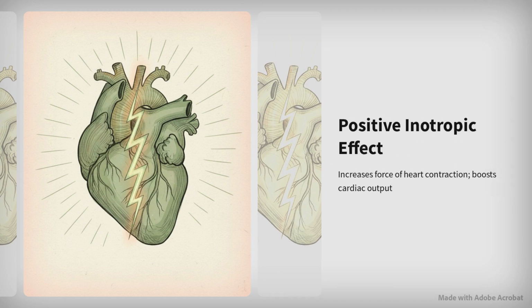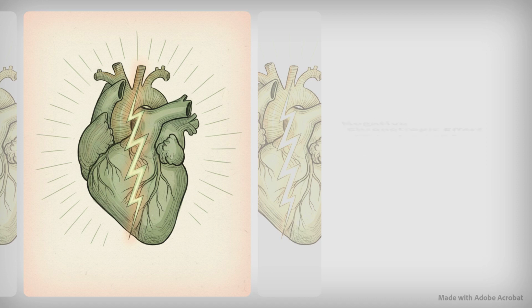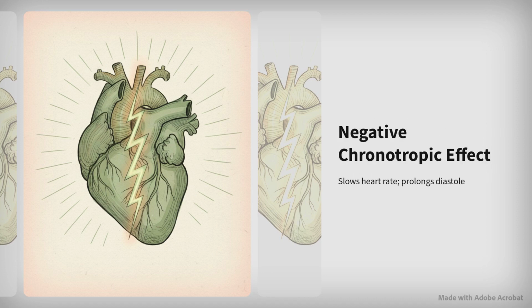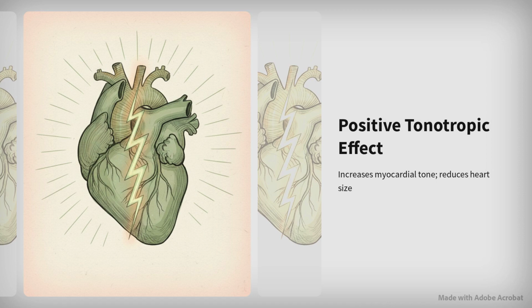The positive inotropic effect means cardiac glycosides increase the force of heart contraction, boosting cardiac output. The negative chronotropic effect slows the heart rate and prolongs the relaxation phase, or diastole. The positive tonotropic effect increases the tone of the heart muscle and can reduce an enlarged heart.